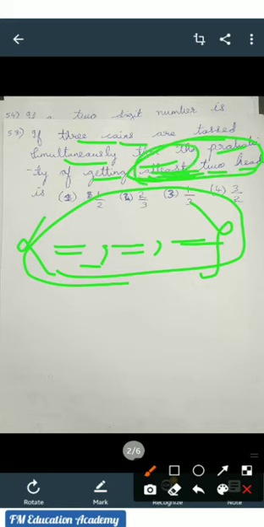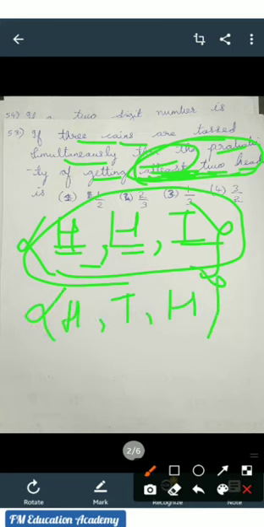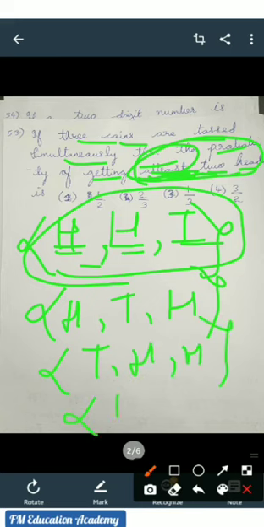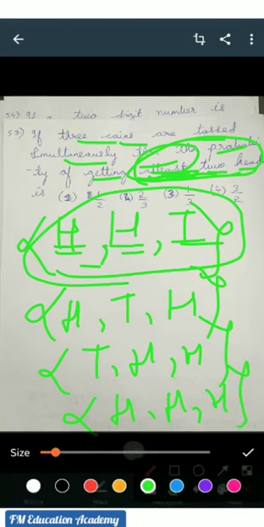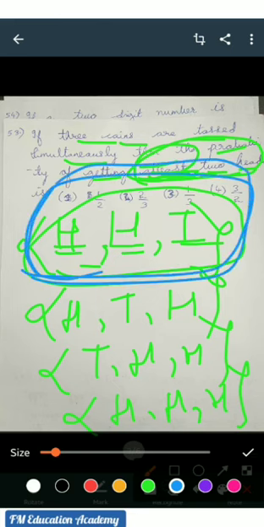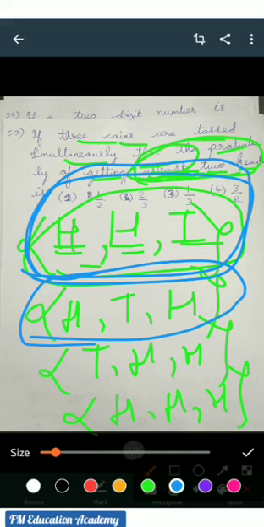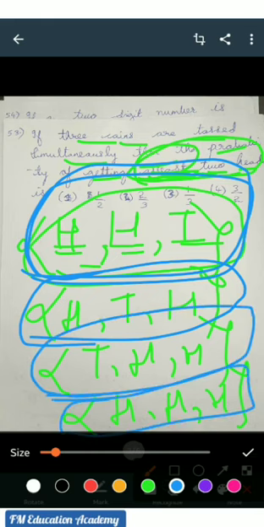So what is the probability of getting at least 2 heads? Either it can be head, comma, tail. Or either it can be head, comma, tail, comma, head. Or either it can be tail, comma, head. Or it can be all 3 are heads, because more than 2 heads is also the meaning of at least 2, right? So here if you observe, 1 is one possibility, second possibility of getting at least 2 heads, third possibility, and fourth possibility of getting at least 2 heads.